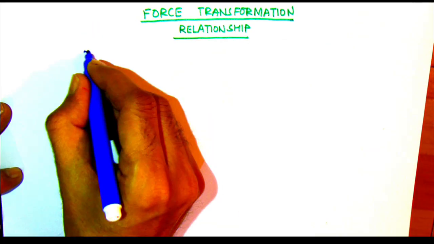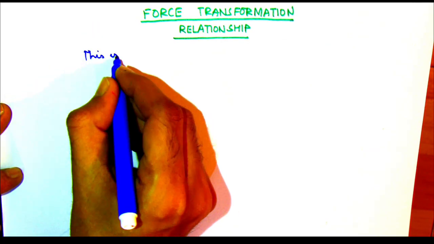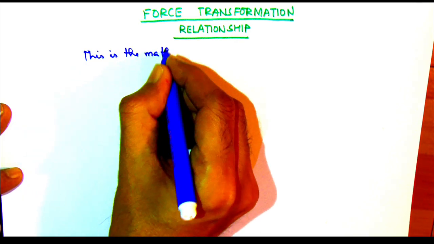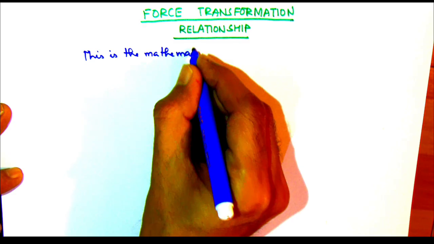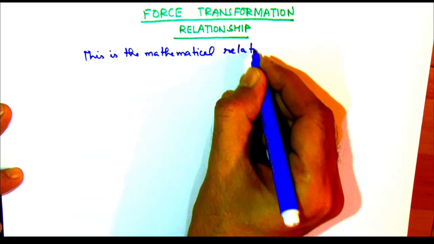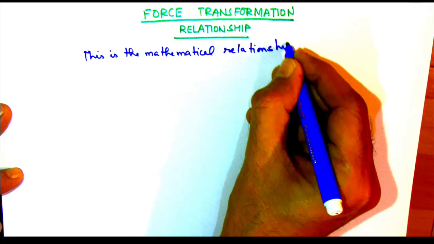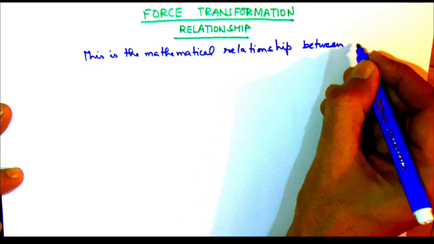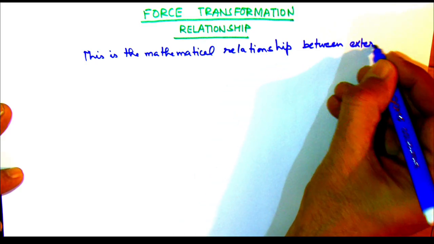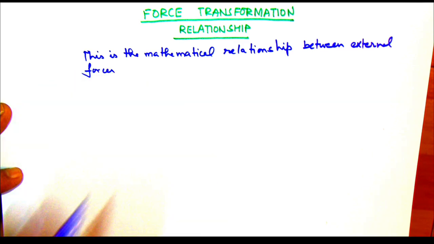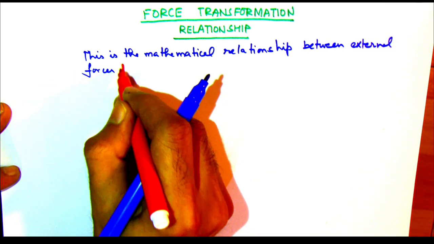After the collective flexibility matrix, the next step in the matrix force method is to obtain the force transformation relationship, and this is called the force transformation matrix. So basically this is a mathematical relationship in the form of a matrix between the externally applied forces and the internal forces of the member.